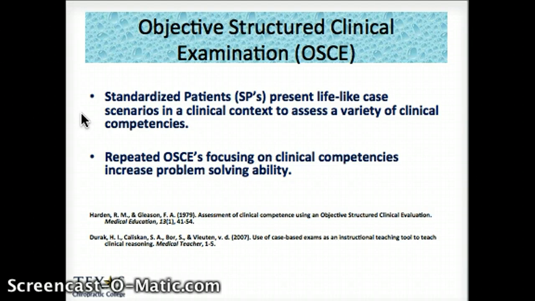Having the student exposed to, or assessed formatively or summatively, in a number of OSCE situations helps improve problem-solving ability and also increases the sampling of competency performance or skills performance, and has an effect on reliability.